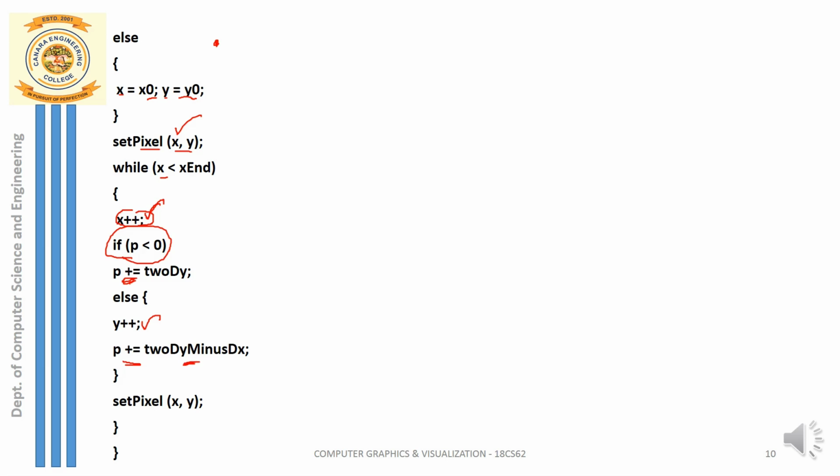Once you're done with this, you can draw the next pixel or the next point. The new x coordinate and y coordinate will be plotted, that is, whatever you had incremented, you're going to plot. And you continue with this loop until you reach the extreme end. So what is the extreme end? Our extreme end is x end and y end.